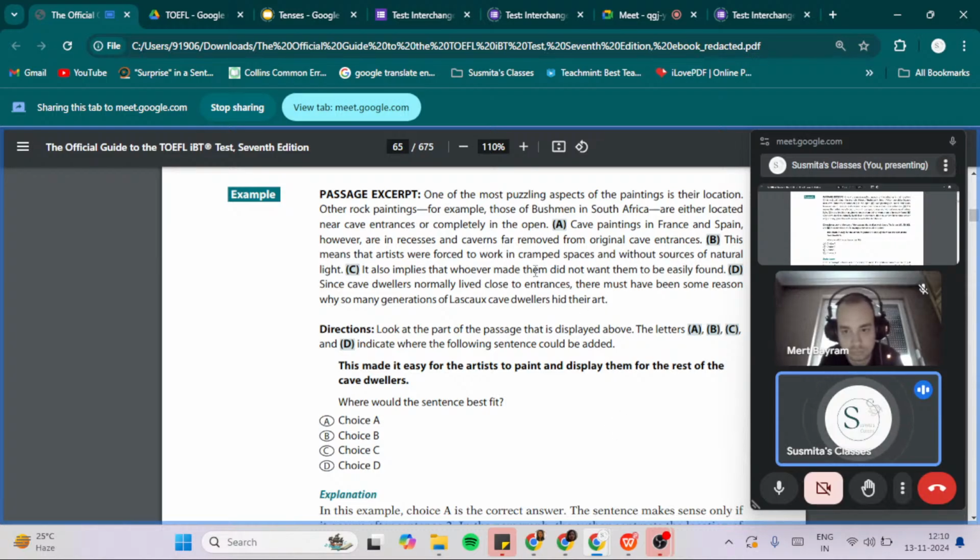Now let's try over here. Here we won't have boxes, we just have A, B, C, D, so you will have to select A, B, C, or D. But in the actual test there will be boxes which you will be selecting.